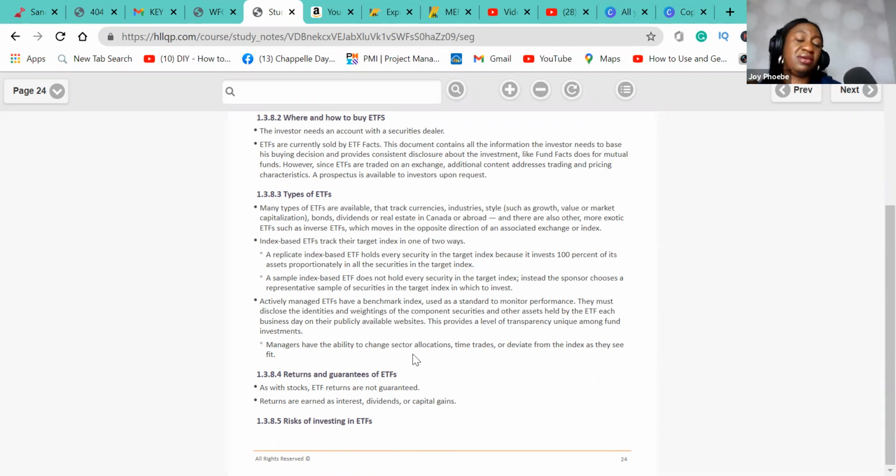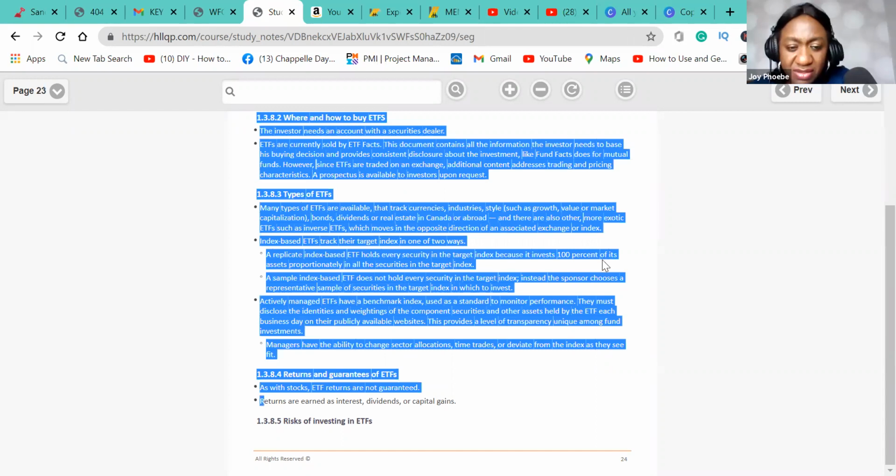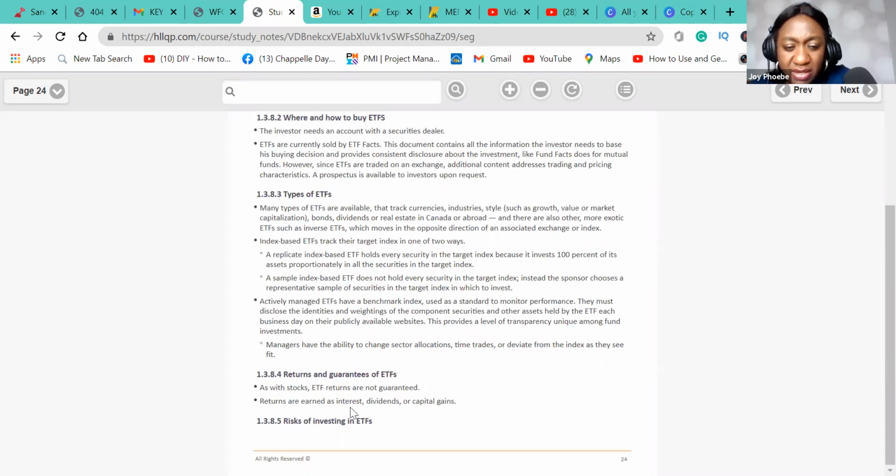Well, we can make money through ETFs, and people keep comparing it to stocks, right? As with stocks, ETF returns are not guaranteed, and returns are earned as interest, dividends, or capital gains. Okay, moving on to the next one.